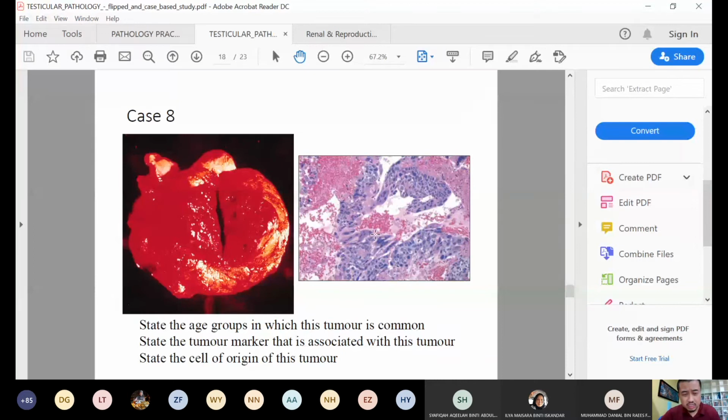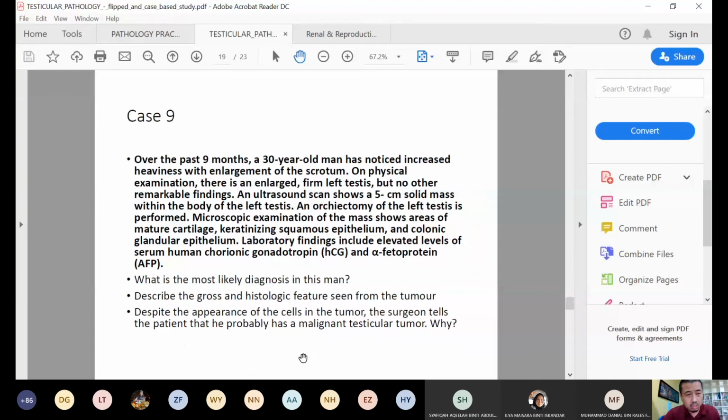So the cell of origin is the trophoblastic cells that can be cytotrophoblasts or syncytiotrophoblasts. We usually see a mixture of those, and the tumor marker that is associated with this is beta-HCG. Just like in a normal pregnancy, you see the beta-HCG level is increased. So in choriocarcinoma, you expect the beta-HCG to be elevated. Okay.